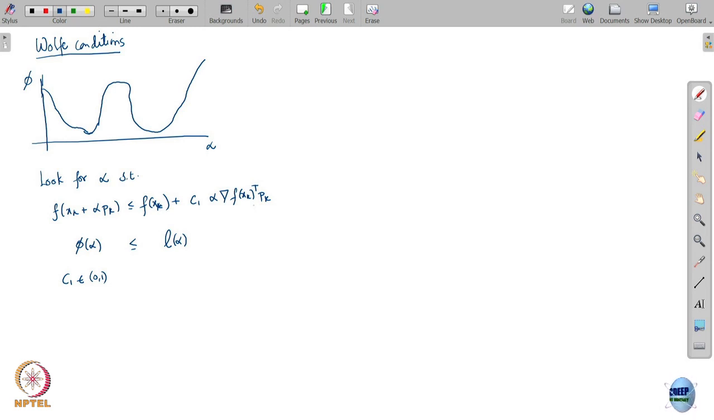If C1 was 1, what would this look like? L of alpha would try to track the slope, would be this sort of line, a linear approximation to phi of alpha. The slope here is phi dash at zero. However, because C1 is between 0 and 1, it actually flattens the slope. It tends to make it a little more horizontal. So L of alpha actually looks more like this.